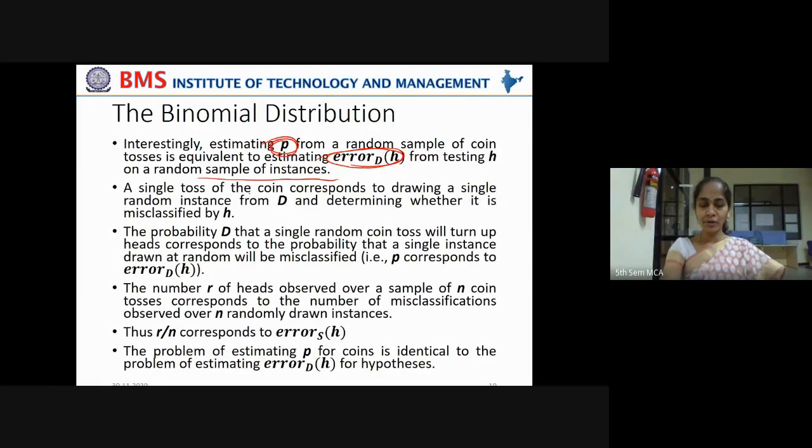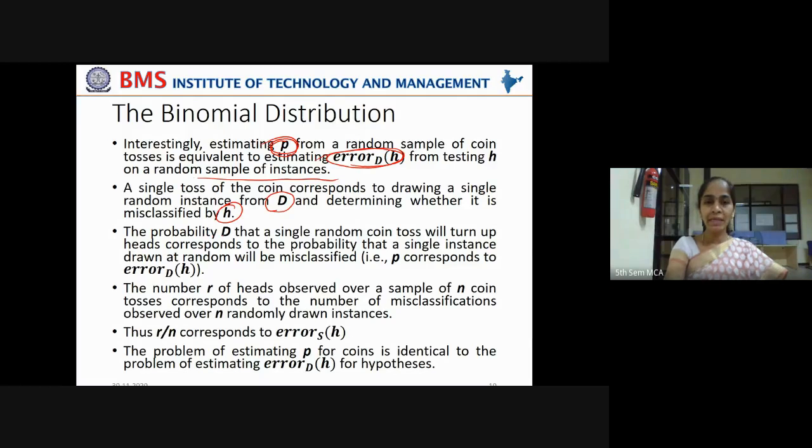Now, a single toss of the coin corresponds to drawing a single random instance from D and determining whether it is misclassified by H. What we are doing is, from the coin toss experiment, slowly taking you to our hypothesis. Okay. Now, what is the sample error associated with the hypothesis, and what is the true error associated with the hypothesis? I'm going to transform this understanding to that area now.